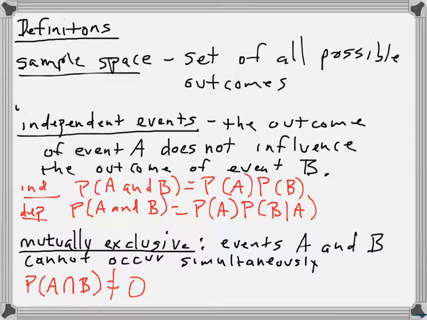So we start out with the sample space of a probability event, and a sample space is the set or list of all possible outcomes. So everything that could possibly happen is part of the sample space.